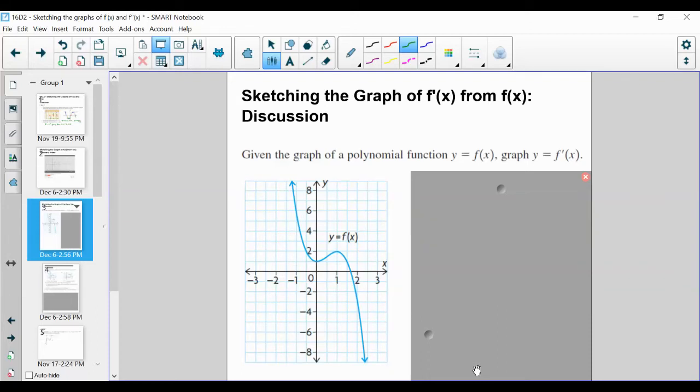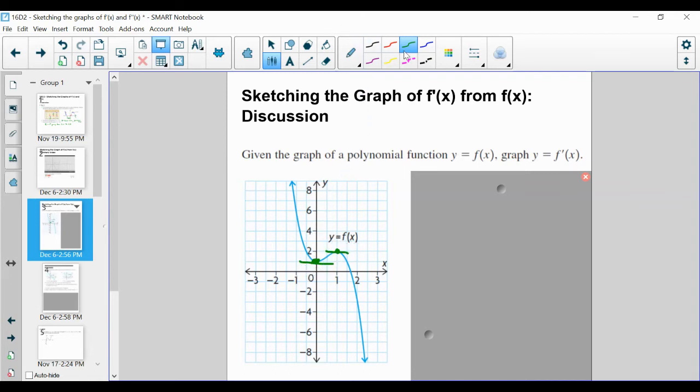Hello everybody, we're going to continue our video on section 16D.2. We're going to talk about how we sketch the graph of the derivative if we know the graph of the original function. So we're going to start with this function here, and we're going to notice a couple of things. One, we have two stationary points, and wherever we have a stationary point, we know that the derivative is going to be equal to 0.